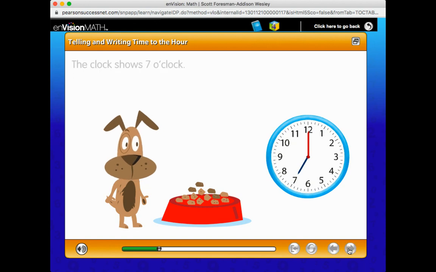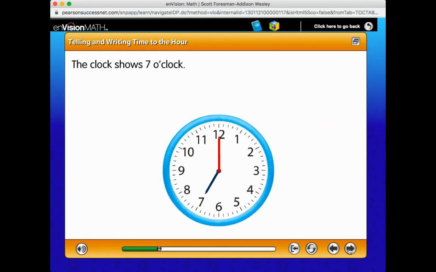Yes. The clock shows 7 o'clock. This is what we saw yesterday, where we were given a clock that looks like this, and we talked about the two hands that are on the clock. The short hand, just as a reminder, is the hour hand and points to what hour it is. And the long hand, the red one here, is going to be our minute hand, and it tells us what minute it is within the hour.